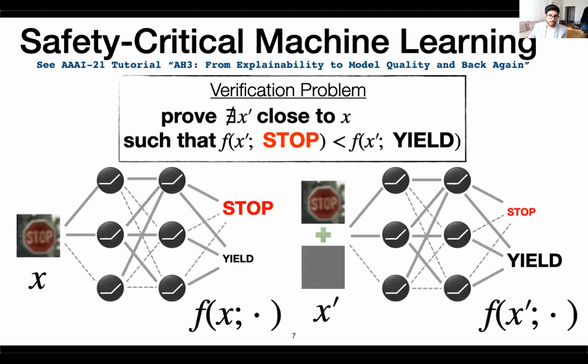Once you model this neural network as a function with these binary variables and linear inequalities, then you can solve a verification problem, which says, prove that there does not exist a perturbed point x prime, which is close to x, such that the model f, we call it f just because it represents some function, we don't want this model to predict yield. So we want the output f for perturbation x prime to be bigger for stop than it is for yield. So prove that there does not exist such a perturbation. And you can frame this in the same mixed integer linear programming language and try to prove that this is true or not.